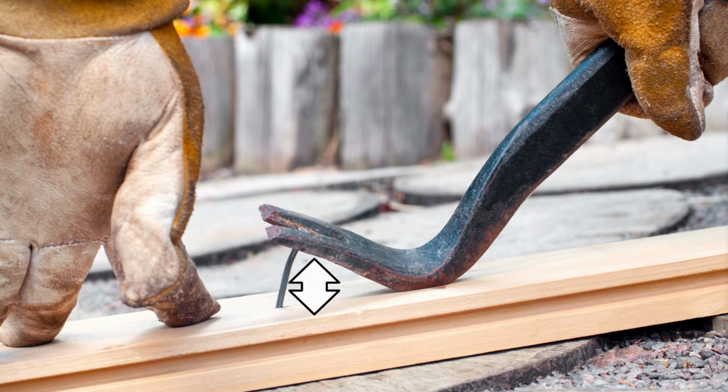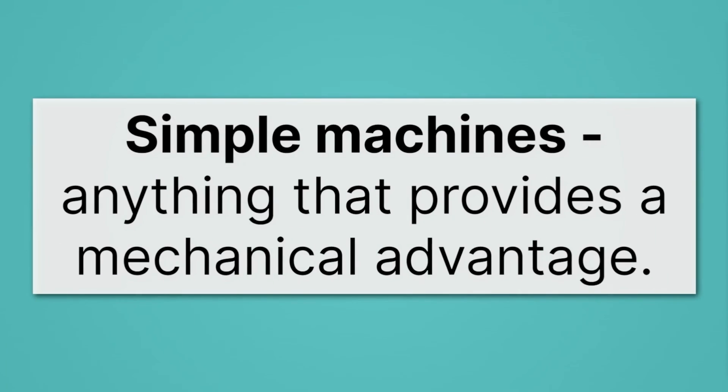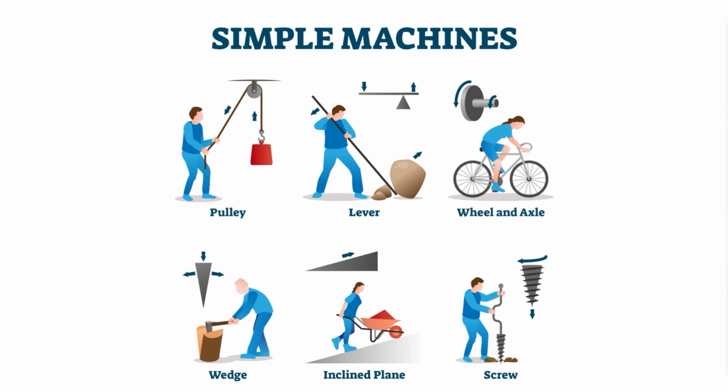This is an example of a simple machine. Simple machines are just anything that provides a mechanical advantage, anything that amplifies force. Here are a bunch of simple machines, which we'll go through in more detail later in this unit. Pulleys, levers, wheels and axles, wedges, inclined planes, and screws are all examples of simple machines.